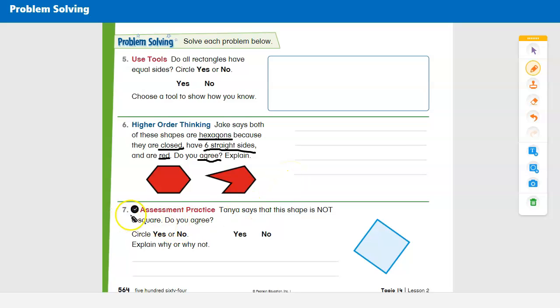And our last one on number 7 says, Tanya says that this shape is not a square. Do we agree? Yes or no? So Tanya says that this shape over here is not a square. So it wants you to circle yes or no, and then why you know it is or is not a square.